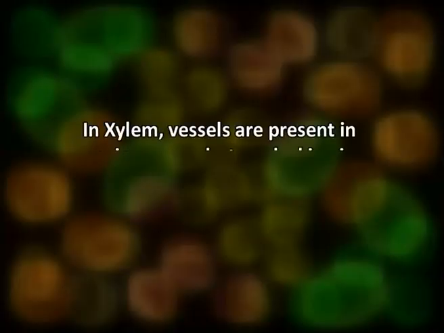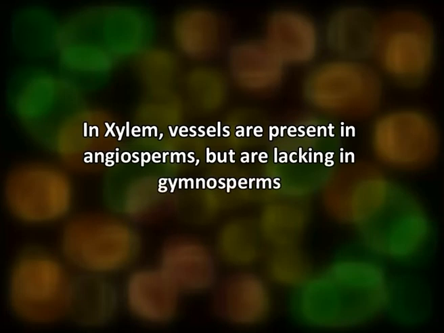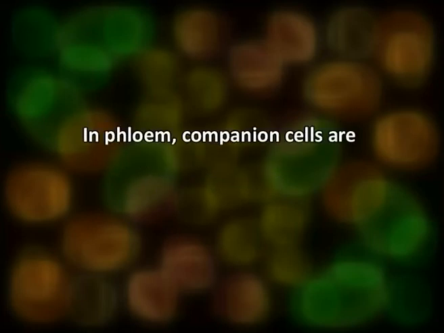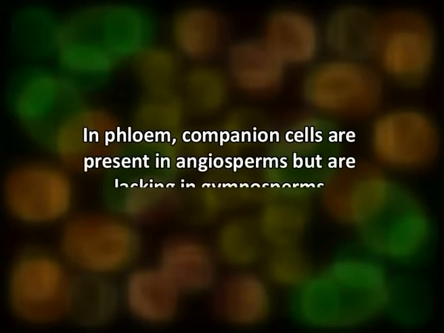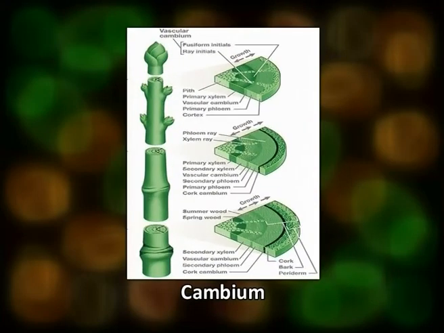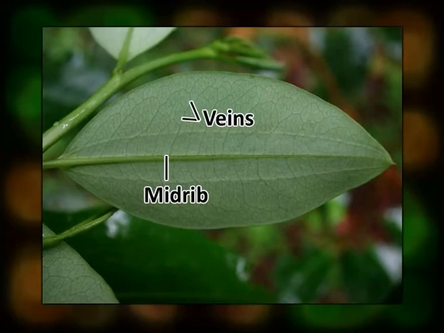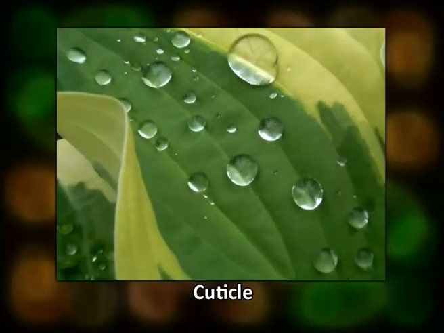In xylem, vessels are present in angiosperms but are lacking in gymnosperms. In phloem, companion cells are present in angiosperms but are lacking in gymnosperms. Secondary growth takes place by the activity of cambium in gymnosperms, but among angiosperms only in dicots. Leaves have midribs and veins, having vascular tissue, but veins are absent in gymnosperms. Instead, they possess transfusion tissue. Outside the epidermis of stems and leaves, cuticle is present, which is thin in angiosperms but very thick in gymnosperms.